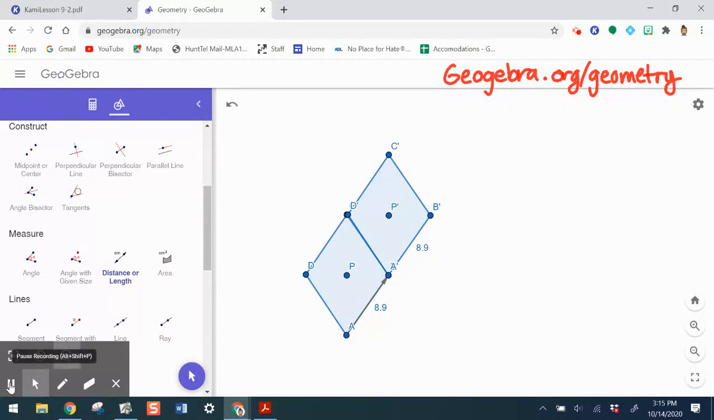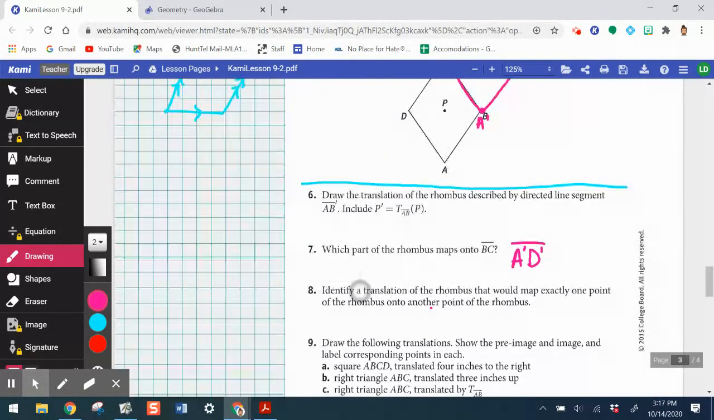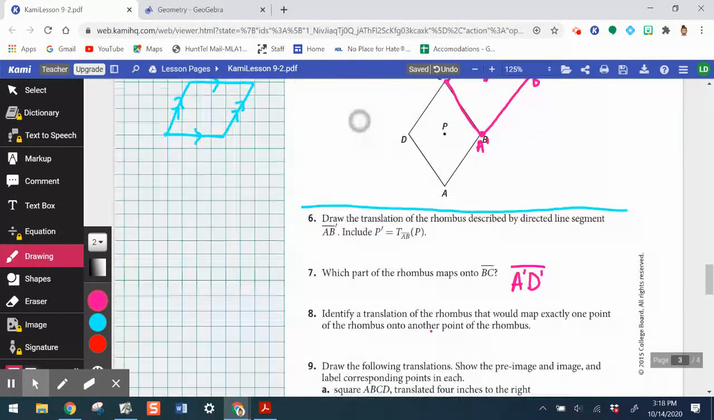Now let's go back and take a look at our text. Now let's take a look at item 8. It says, identify a translation of the rhombus that would map exactly one point of the rhombus onto another point of the rhombus. So let's go back here. What really happened, if you think about it, is we took points D and A both, and we mapped D and A where C and B were. So we essentially mapped 2 points from the rhombus onto 2 other points of the rhombus after the translation.